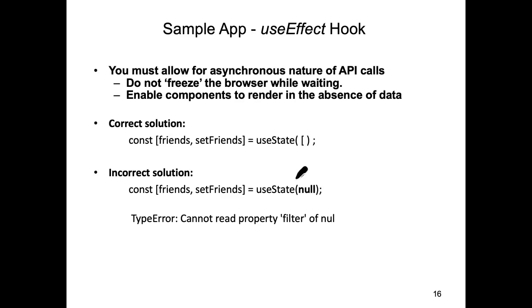But we don't want that to cause our app to kind of freeze, waiting for the data to come back. We'd like the component to render something, if only a spinner or a little message saying waiting for data. The way I took care of it was by initializing the related state variable to an empty array. And if I hadn't done that, so this is what I actually did. Okay, if instead I had done this, then it's actually going to cause my app to crash.